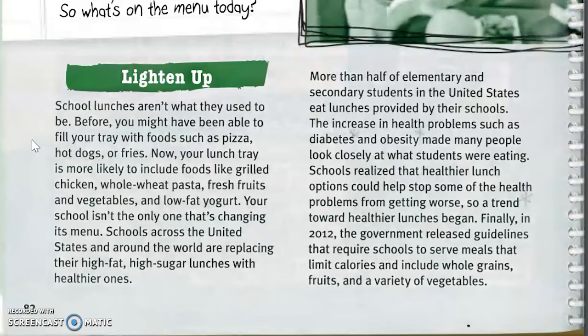More than half of elementary and secondary students in the United States eat lunches provided by their schools. The increase in health problems such as diabetes and obesity, both caused from being overweight, made many people look closely at what students were eating. Schools realized that healthier lunch options could help stop some of the health problems from getting worse. So, a trend toward healthier lunches began. Finally, in 2012, the government released guidelines that require schools to serve meals that limit calories and include whole grains, fruits, and a variety of vegetables.